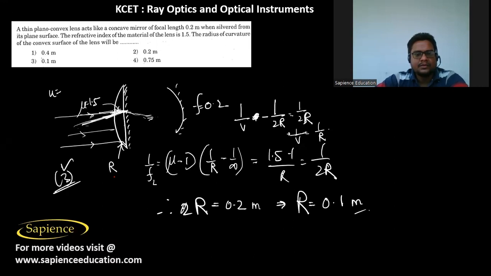So the focal length of the lens is 1 by 2r, but the overall focal length will be minus r only. So r will be 0.2 meter. So it is not option 3, option 2 will be the correct answer.